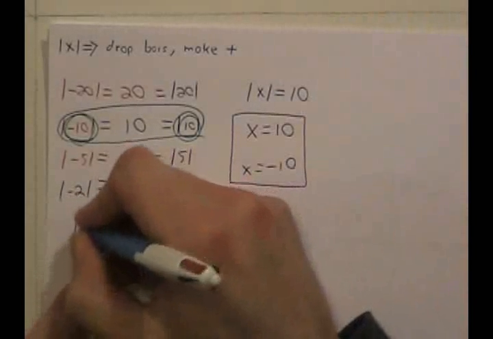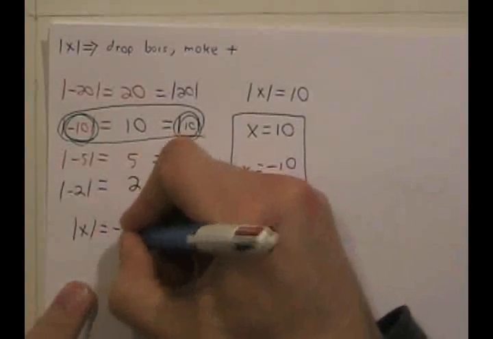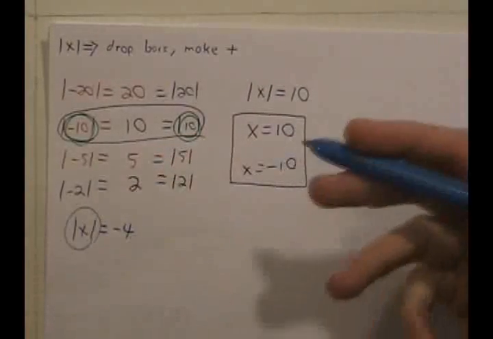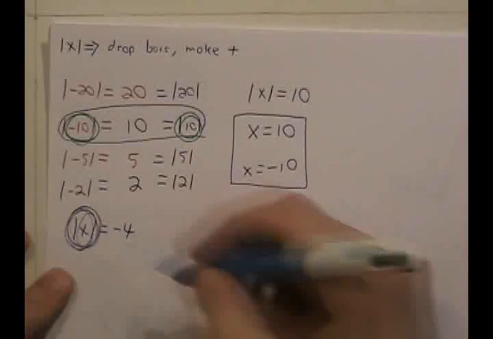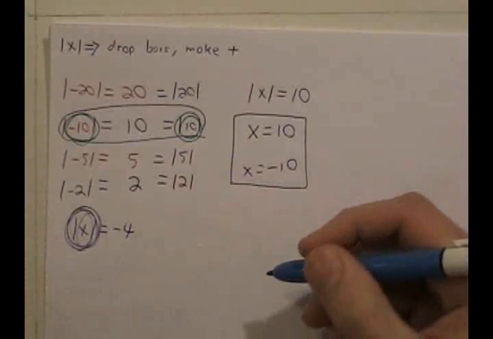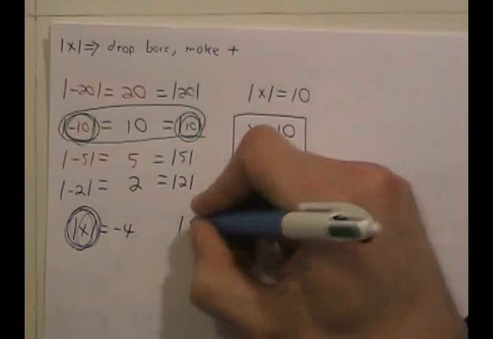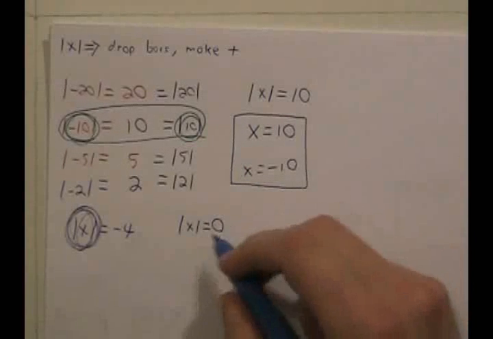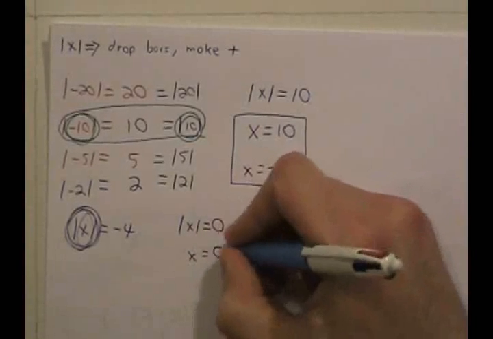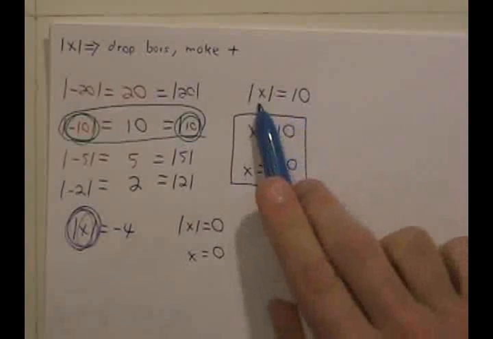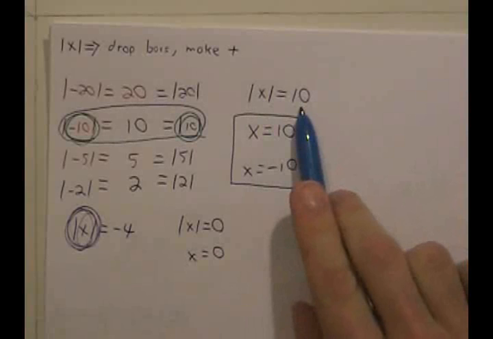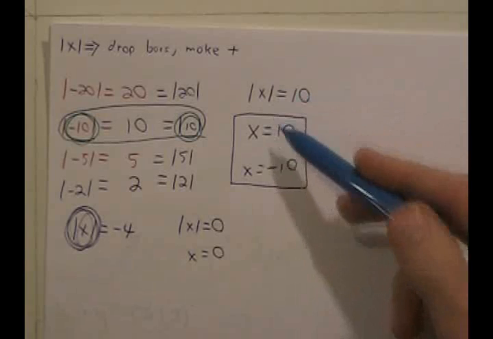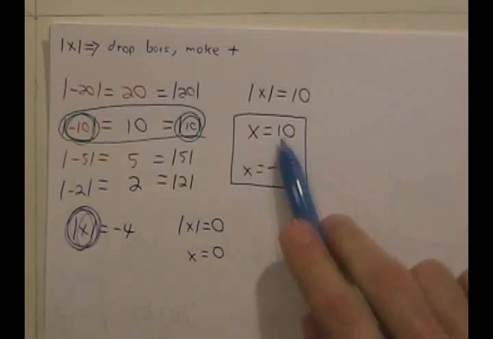An equation like this, absolute value of x is minus 4, doesn't have any solution because the output of this must be some positive quantity. The only other exception is if you have the absolute value of something equals 0, and you only get one answer for that. The only answer for this is x equals 0. But in most cases, you'll have the absolute value of something equals some positive number, and in that case, the way that you resolve that is drop the bars and set x equal to both whatever that number is and its opposite.